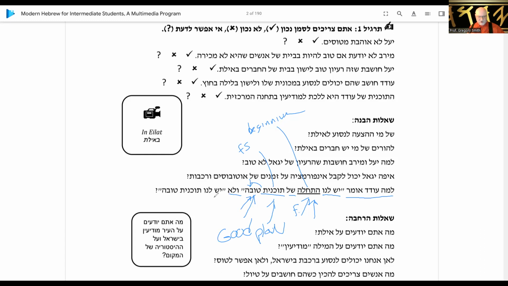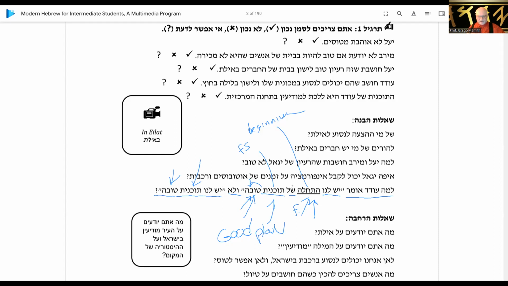Okay, below and not yesh lanu tokenit tova. There is to us a good plan. Yesh lanu tokenit tova. יש לנו תוכנית טובה. We have a good plan.